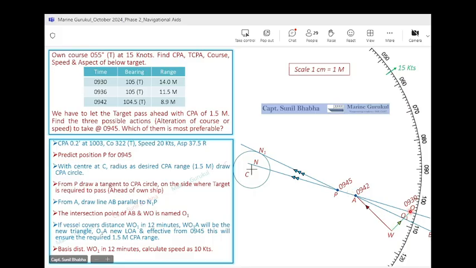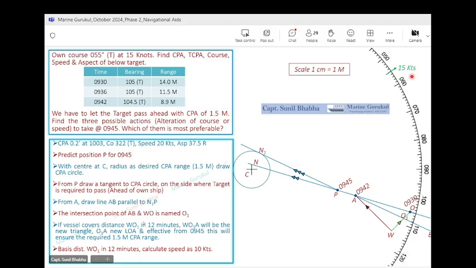So instead of WO, if we cover a distance of WO1 in 12 minutes, we will be able to achieve a CPA of 1.5 miles. Now we measure this distance WO1 using our scale. Basis this distance WO1 in 12 minutes, we interpolate and calculate the required speed, and the required speed comes out to be 10 knots.